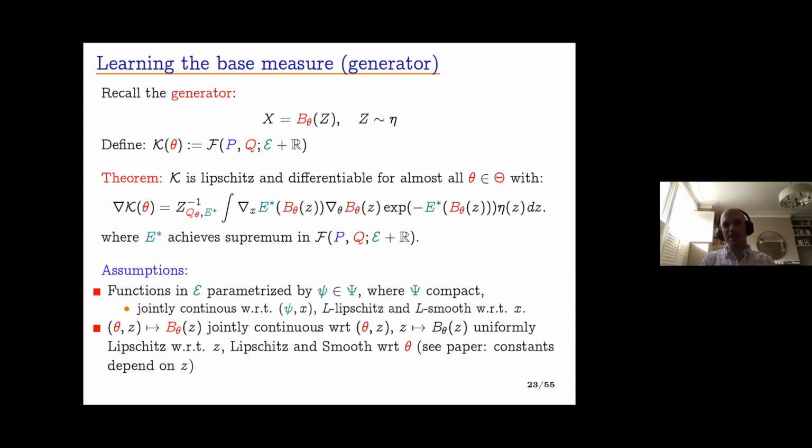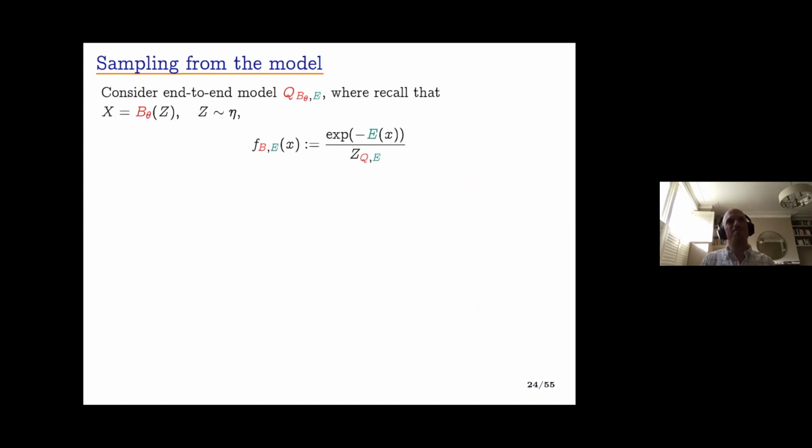Okay, so we've learned our energy, we've learned our generator, our base measure, and now the question is, how do we sample from this model? Let's say that we've trained our model and now we want to draw samples from it. So recall the notation we use for our end-to-end model, which is Q as a function of both B theta, the generator, the base measure, and E, the energy function. And recall that we get our base measure by passing noise through B theta, and then our energy function is this energy-based model here, e to the minus E.